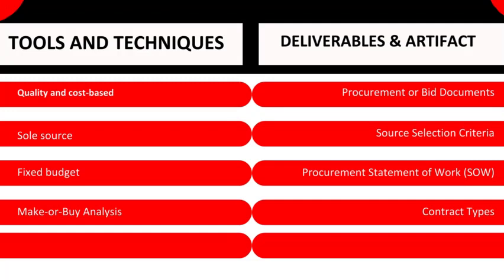Sole source. This source selection method is used when there is only one supplier that can provide the required goods or services. Sole source procurement can be used when the supplier has a proprietary product or service, the supplier is the only supplier that can meet the project's requirements, or there is an emergency and there is no time to complete the procurement.